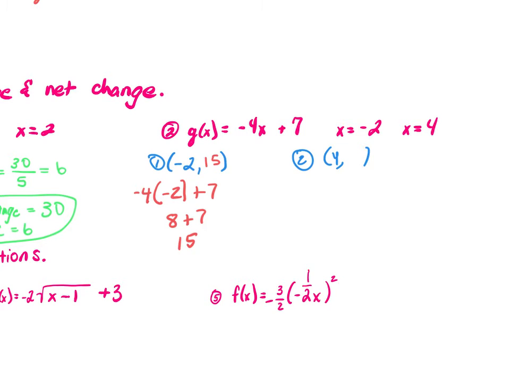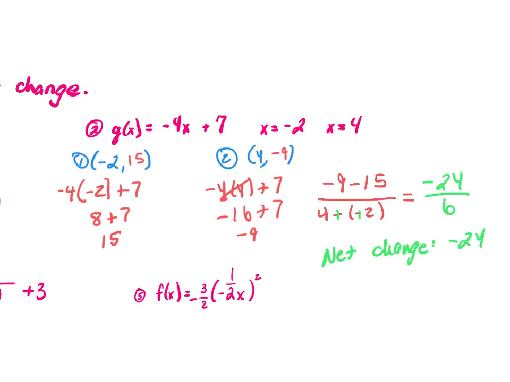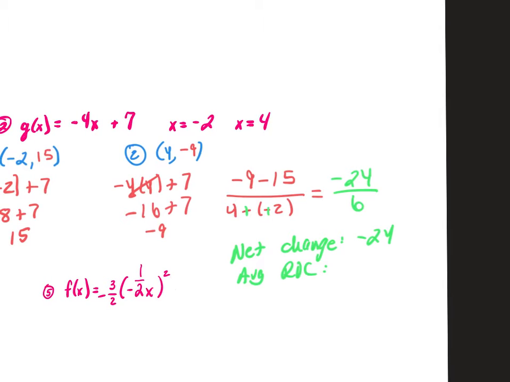So when I plug in -2, I get out +15. Next, I'm going to plug in 4. So -4 times 4 plus 7. -16 plus 7. What's -16 plus 7? -9. So I'm going to do my average rate of change and my net change. It's y2, so -9 minus 15 over 4 minus -2. -9 minus 15 is how much? -24. -24 over 4 plus 2 is 6. So what's my net change? -24. What is my average rate of change? What's -24 divided by 6? -4. Good.